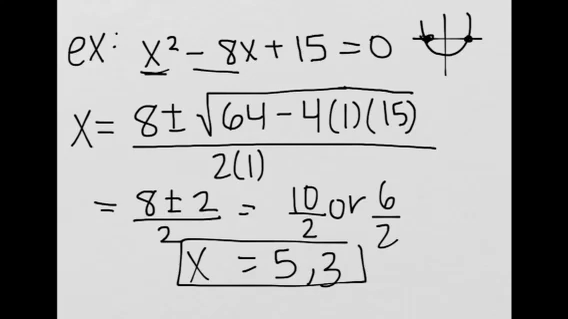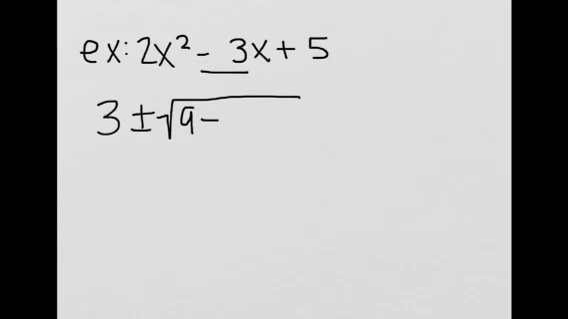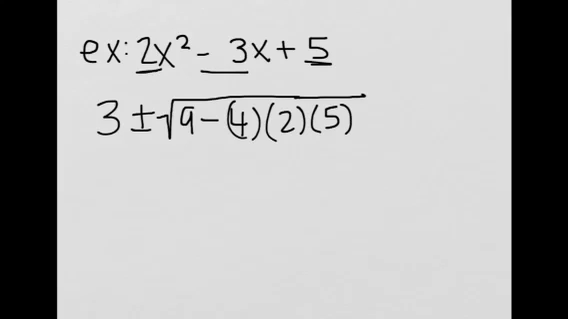Okay? And let's try one more example. So we have 2x squared minus 3x plus 5. Let's do our negative b song again. So negative b, which would be 3 in this case, plus or minus the square root of b squared, so 9, minus 4 times ac, so 4 times a, which is 2, times c, which is 5, all over 2a, so 2 times 2, which is 4.